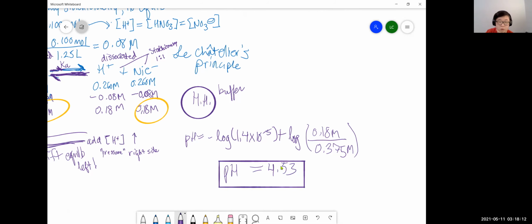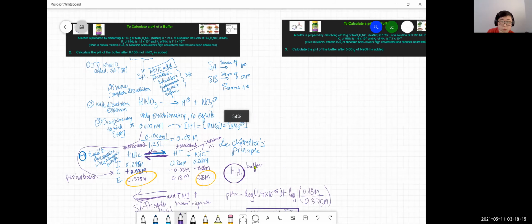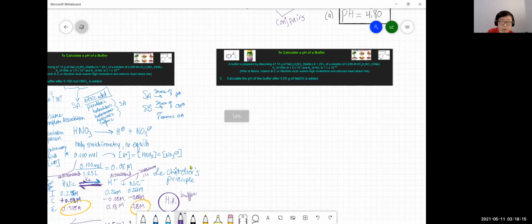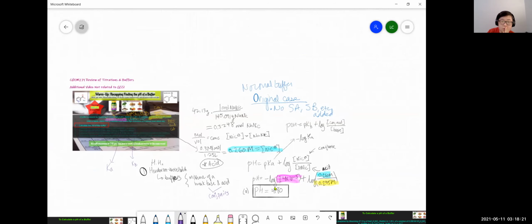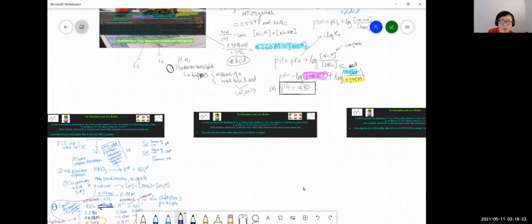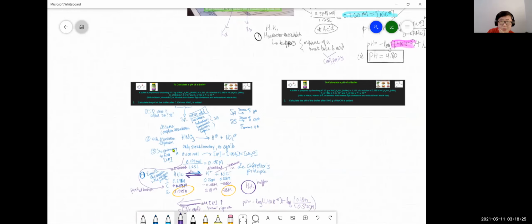Okay, and so once we do that, we're going to consider the third question. Also, we can double check this is right, because here it's 4.8. If we're adding a strong acid to the buffer, we're going to assume the pH is going to go down. And the pH does go down. It goes to 4.53. But I guess the change wasn't too big because it's not like 1 or 2.